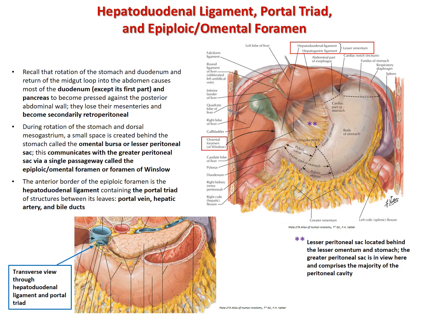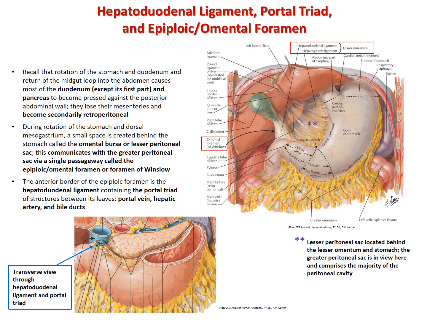We also mentioned that during rotation in the stomach and dorsal mesogastrium, a small space is created behind the stomach and lesser omentum called the omental bursa, or lesser peritoneal sac. This is indicated by the asterisk in the upper right illustration. This lesser sac communicates with the greater peritoneal sac, which is the large peritoneal space the rest of the abdominal viscera moves within. These two sacs communicate via a single passageway called the epiploic or omental foramen, or foramen of Winslow.